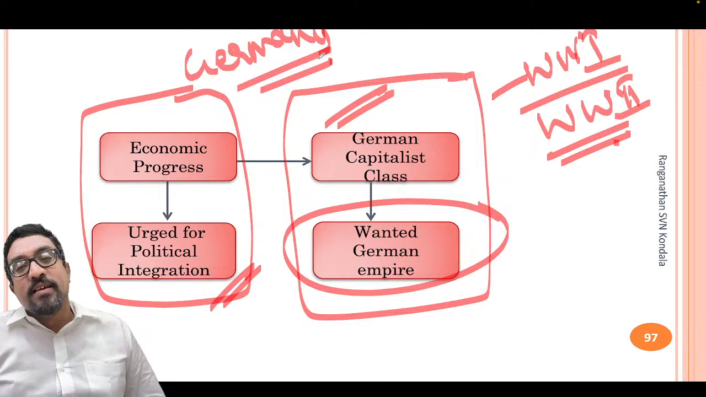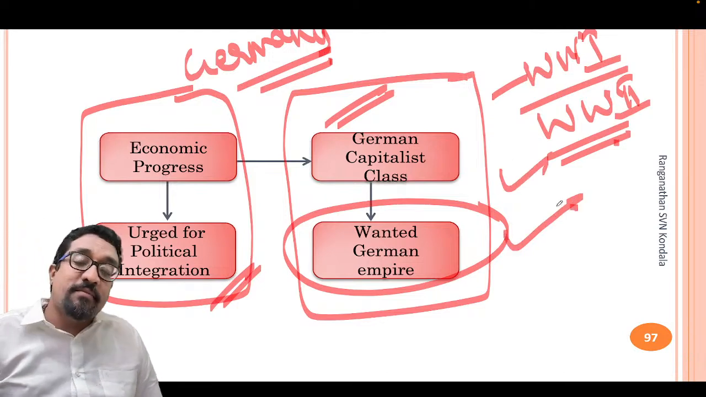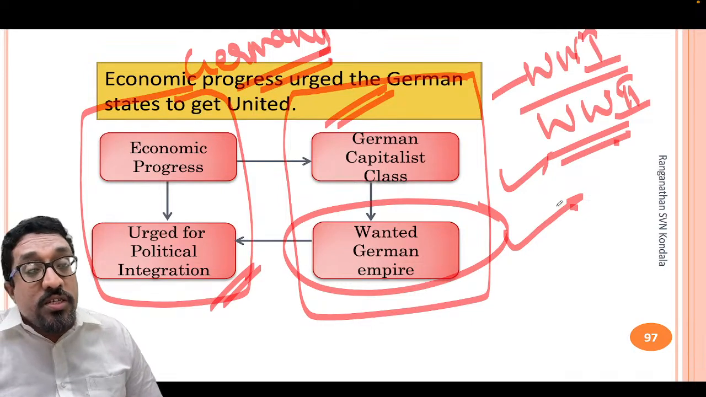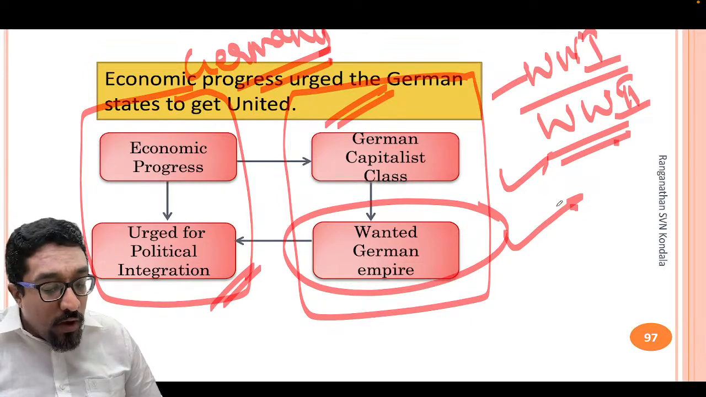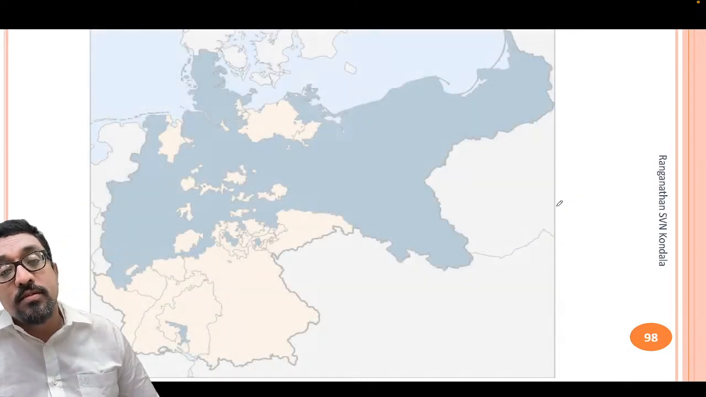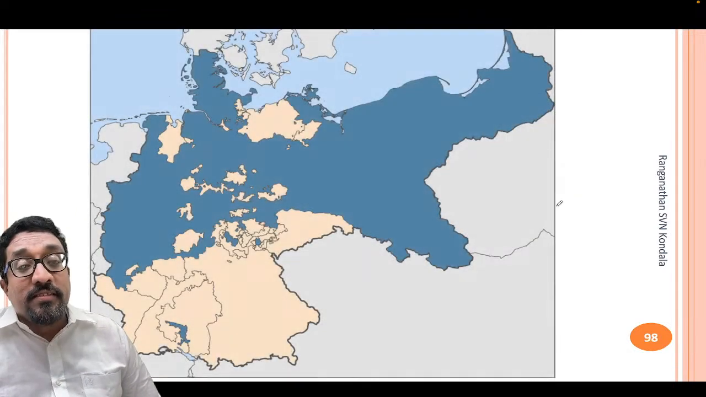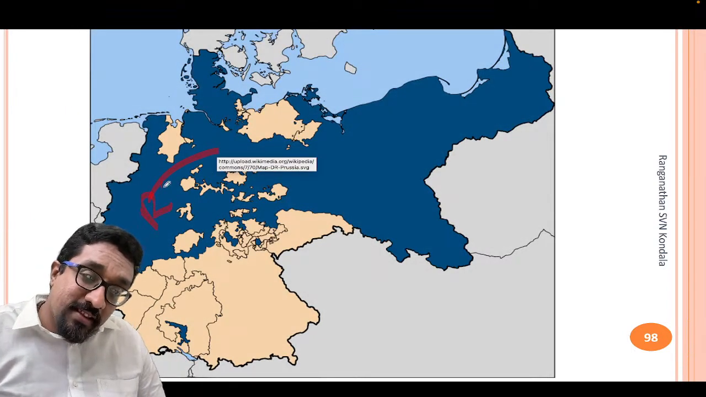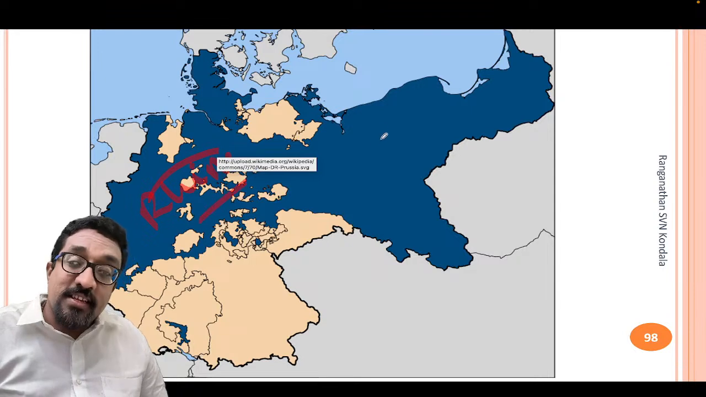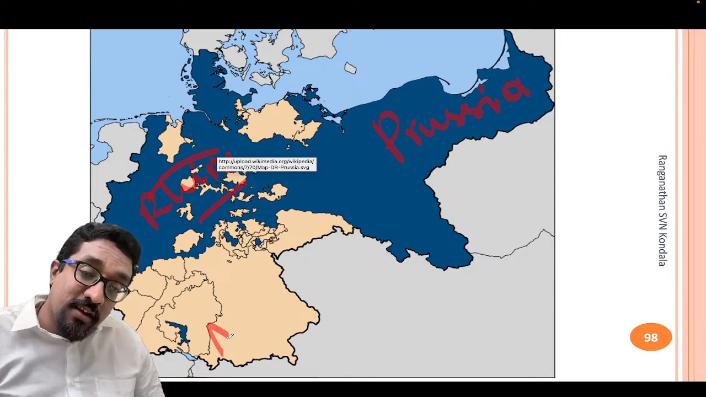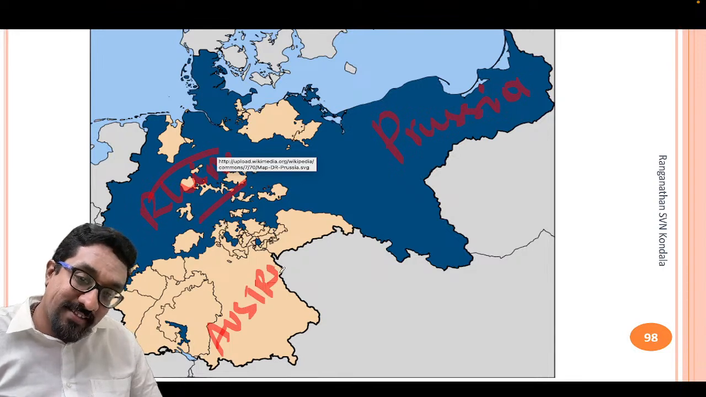समझ गया समझ. And this part led to German unification. Economic progress urged the German states to get united and form one union, one group. धीरे धीरे करके, this is what Zollverein created. This was the Rhine. This was the Prussian states. And ये बचा Austria.